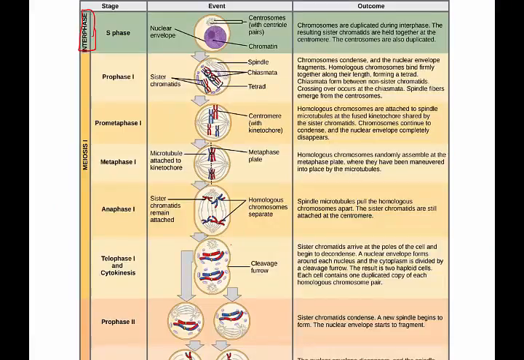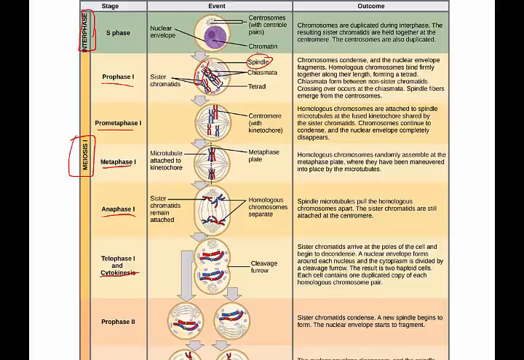After interphase, we have meiosis 1. Meiosis is split into two major parts, meiosis 1 and meiosis 2. However, they follow the same steps as mitosis. So we have prophase, prometaphase, metaphase, anaphase, telophase 1, and cytokinesis. Prophase 1 is very similar to prophase in mitosis. We have breakdown of the nuclear envelope and formation of the spindle.